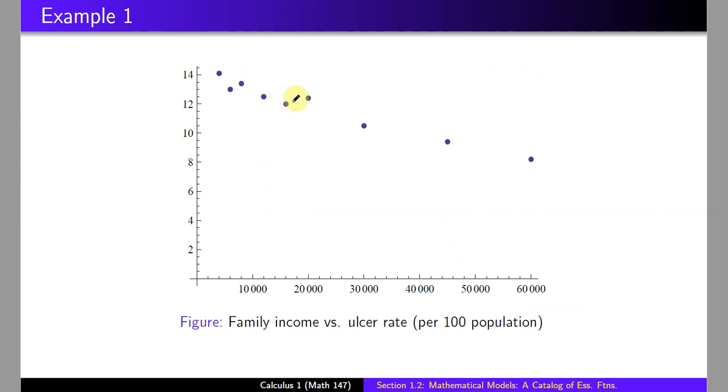So here's kind of a scatter plot diagram. You may ask yourself, well, what equation would fit this data well?